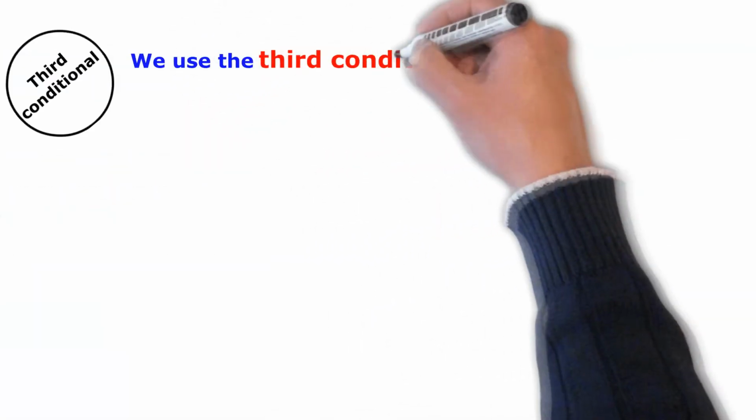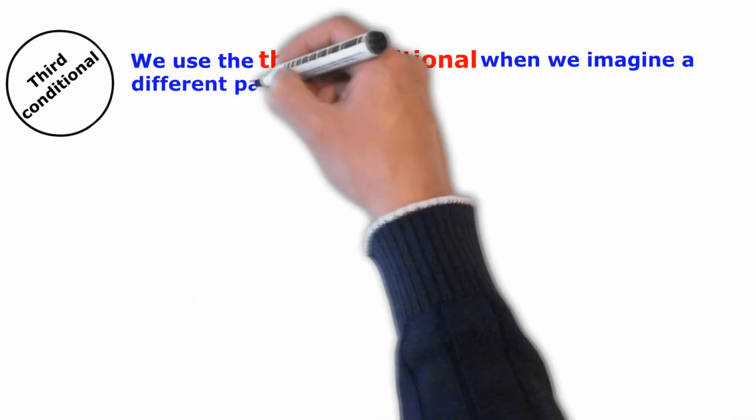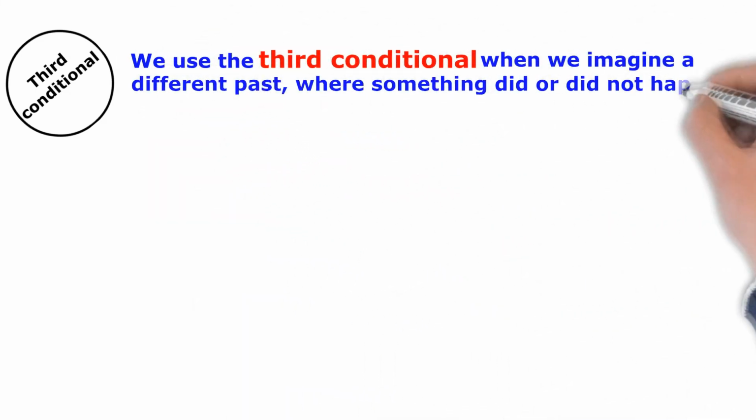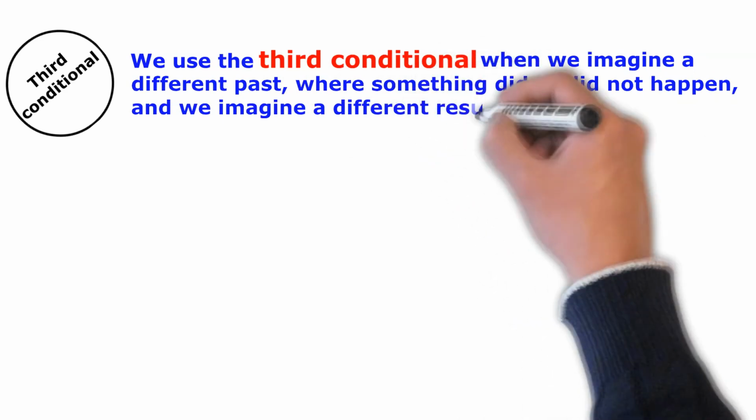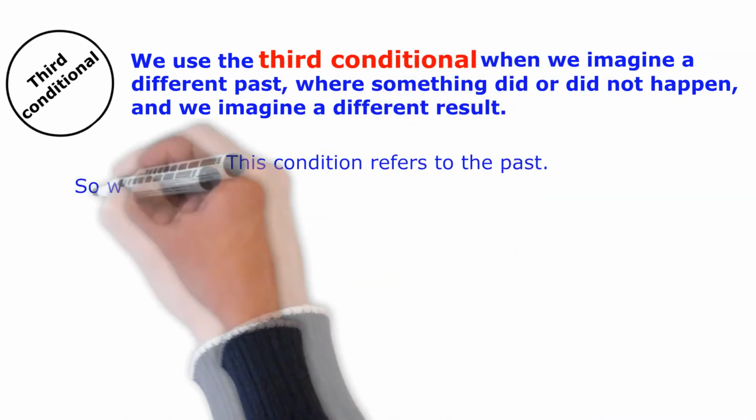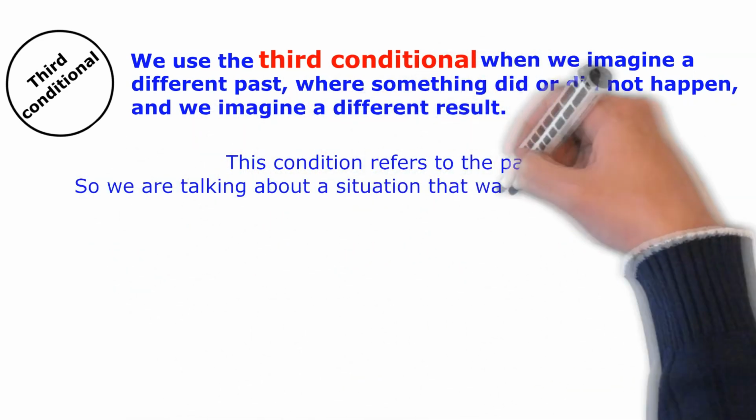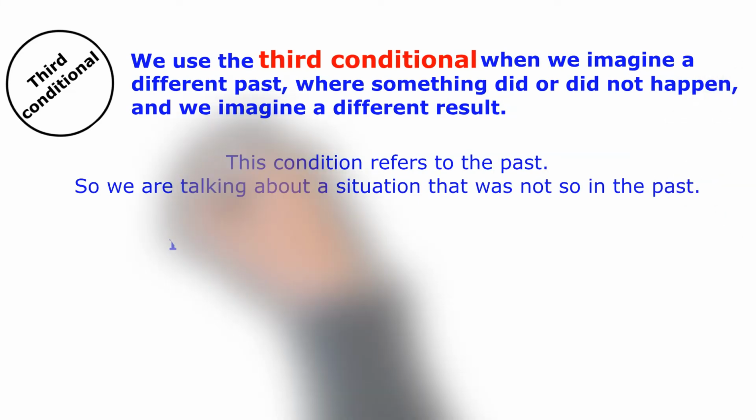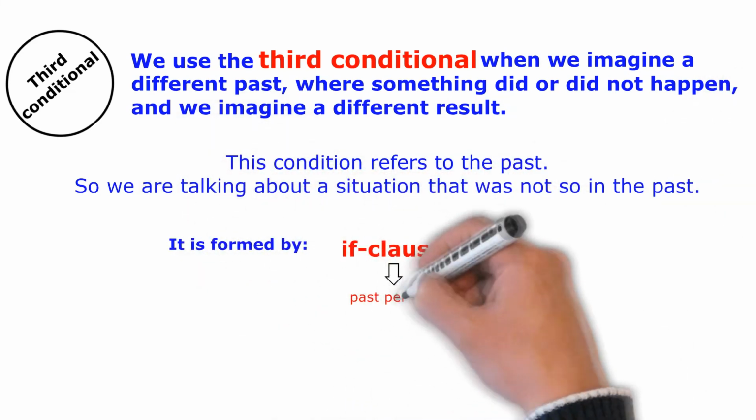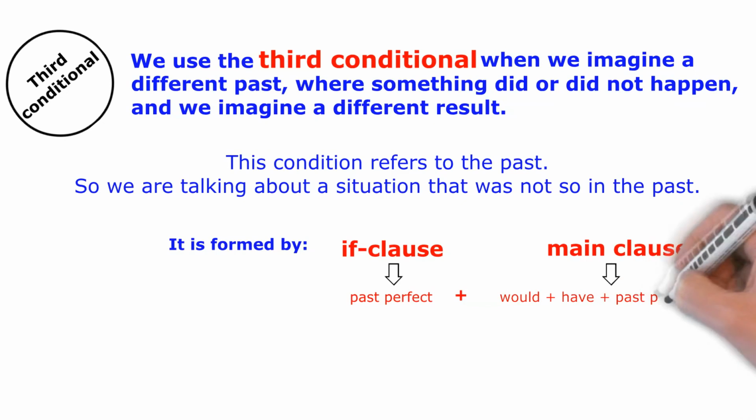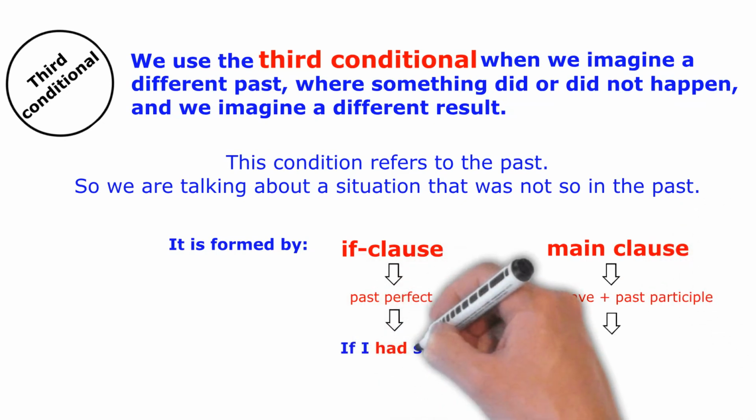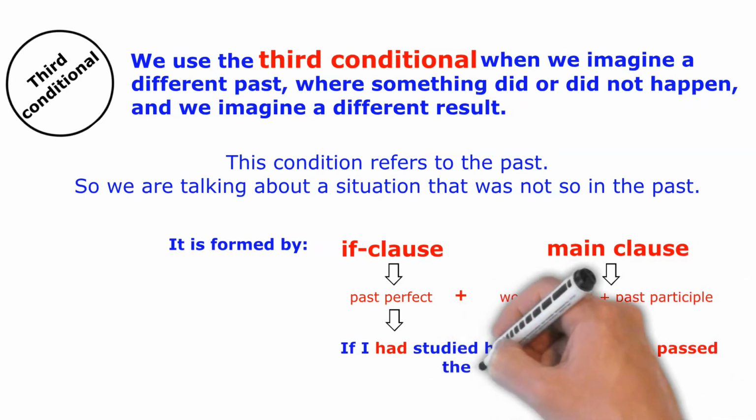We use the third conditional when we imagine a different past, where something did or did not happen, and we imagine a different result. This condition refers to the past. So we are talking about a situation that was not so in the past. It is formed by an if clause in past perfect, and the word would, plus have and past participle. If I had studied hard, I would have passed the admission test.